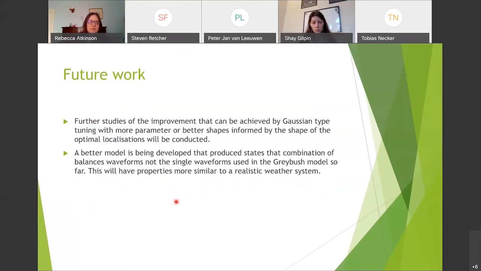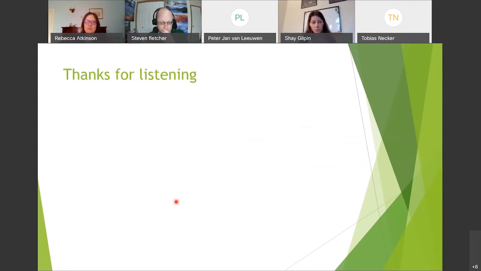And so finally, some future work. We're looking into applying more complex tuned forms of localization inspired by the optimal localizations. And finally, I'm working on a better model that's based on states that are a combination of waveforms and not single waveforms, which will have properties more similar to a realistic weather system. So thanks for listening. I'm happy to take any questions.